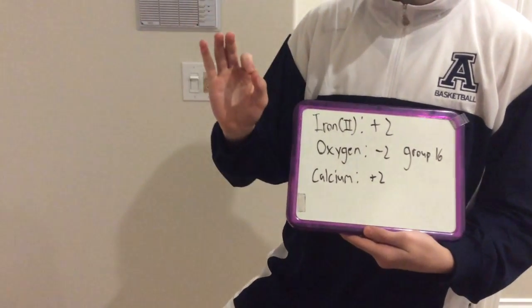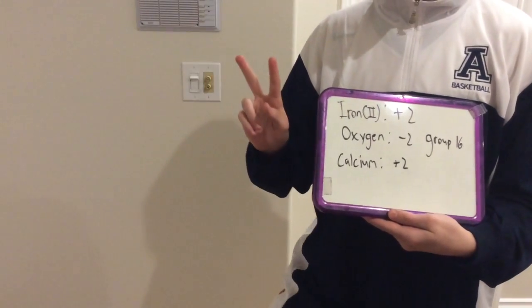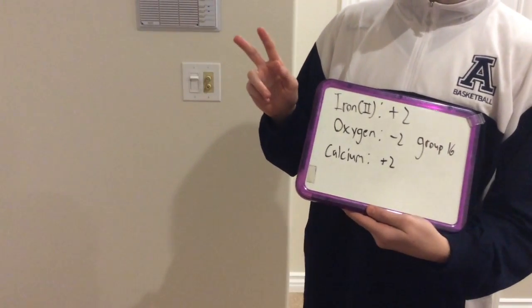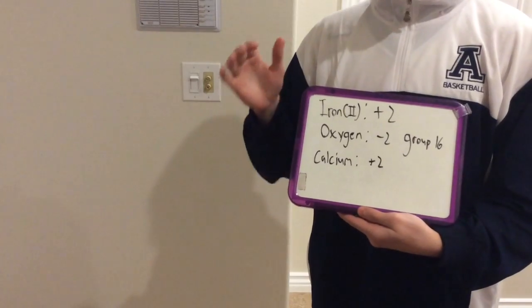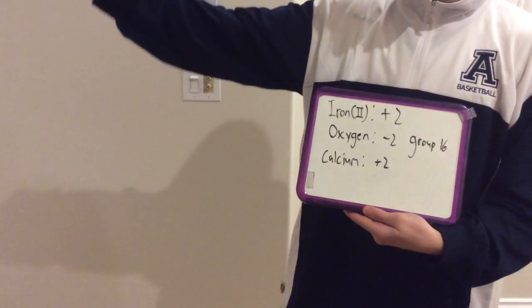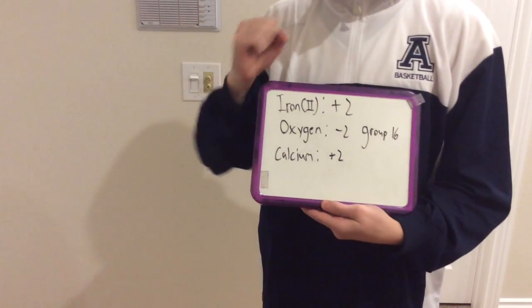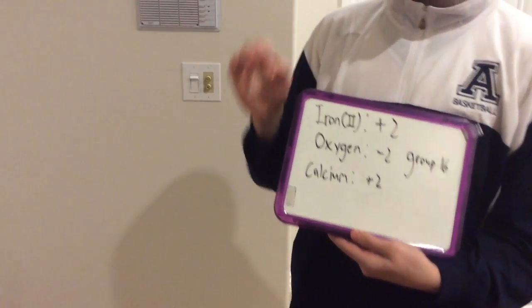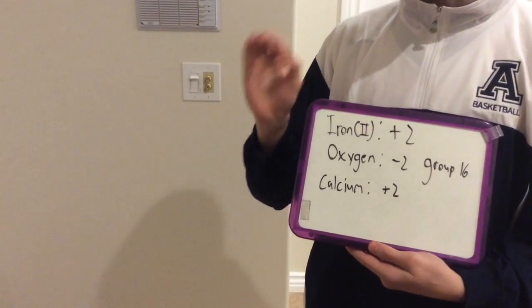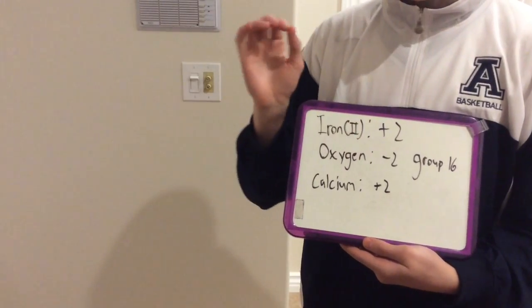Calcium has two electrons in its outer shell and 6 open spaces, and it's easier to get rid of 2 and give it to another atom than it is to try and gain 6. So it gives away its 2 and ends up having 18 electrons and 20 protons, and that's what gives it its positive 2 charge.